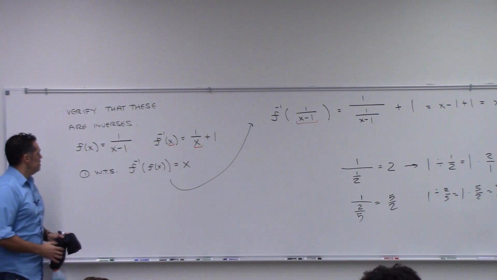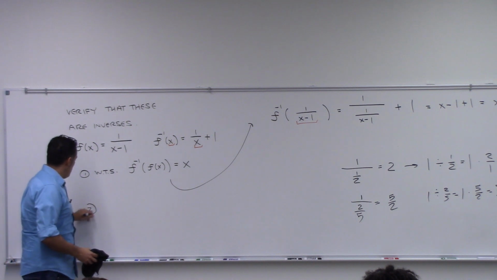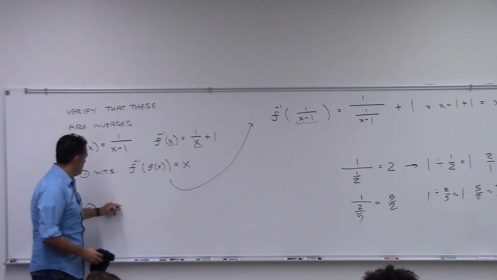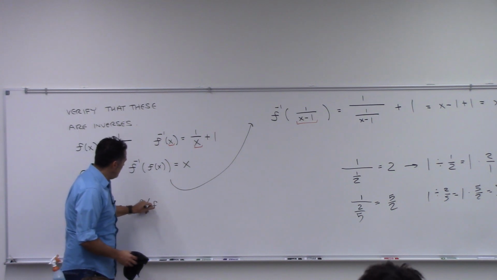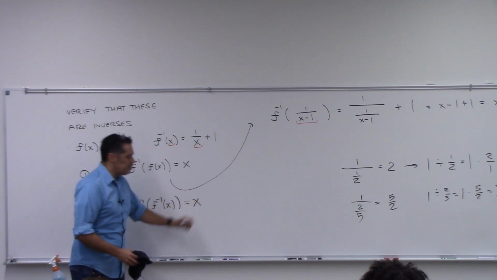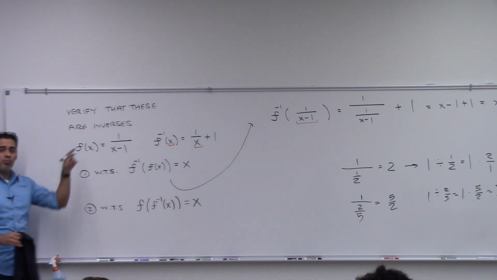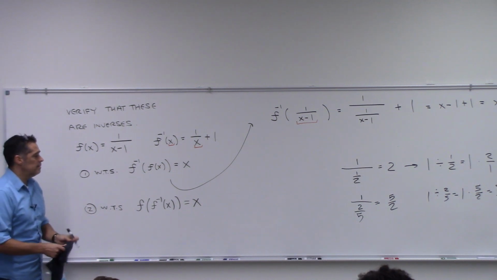Are we done? No. Second thing, I want to show that when you do f, and then inside of that you put the inverse, reverse the order, that when you do that, you still get x. If it works one way but not the other, then they're not inverses. It's got to work both ways.